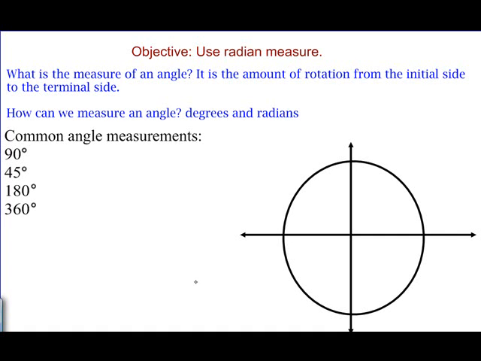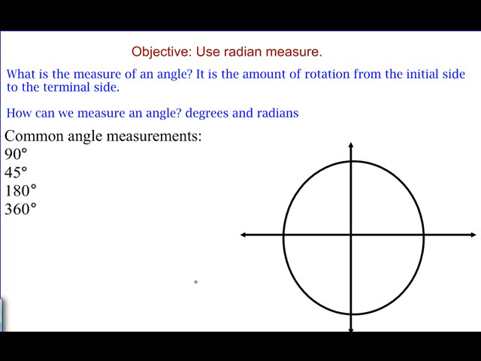The topic of this video is using radian measure. Well, what do we mean by measure? We're talking about the measurement of an angle, and we define the measurement of an angle to be the amount of rotation from the initial side to the terminal side. We can measure angles in two ways, one that you're probably most familiar with, and that is degrees, and another way that we're going to learn and really probably use most often is radian measurement.